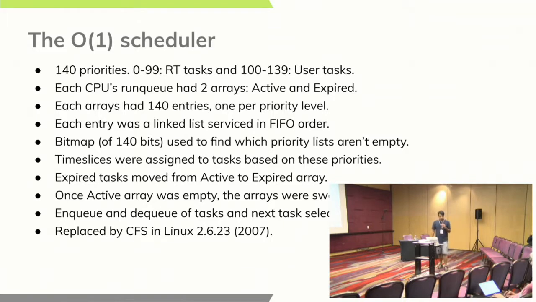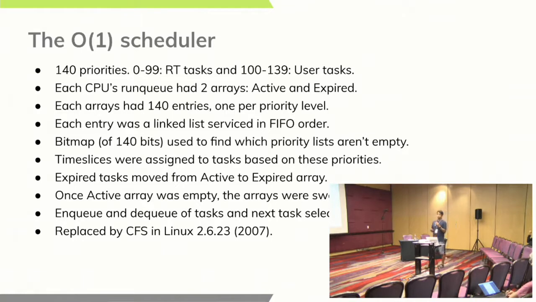That doesn't change with the number of tasks. That is why it is O(1). In those days, we had 140 priorities. Priorities 0 to 99 were for RT, real-time tasks, and the other priorities, 100 to 139, were for user tasks. Now each CPU had its own run queue. A run queue is a queue of tasks for the CPU to run. Each CPU has its own run queue because it has to run the tasks by itself. So if there are 4 CPUs in the system, there will be 4 run queues, each local to the CPU.